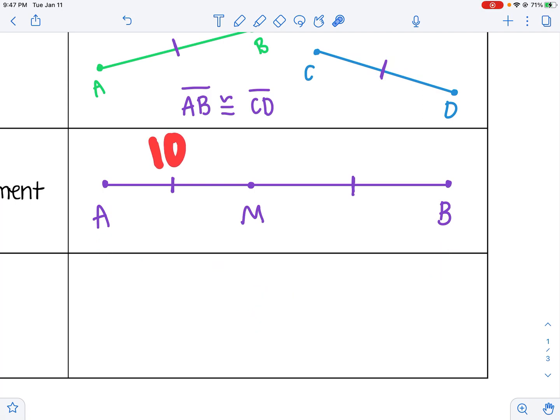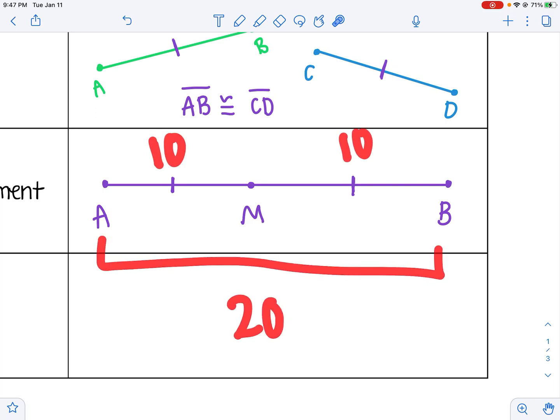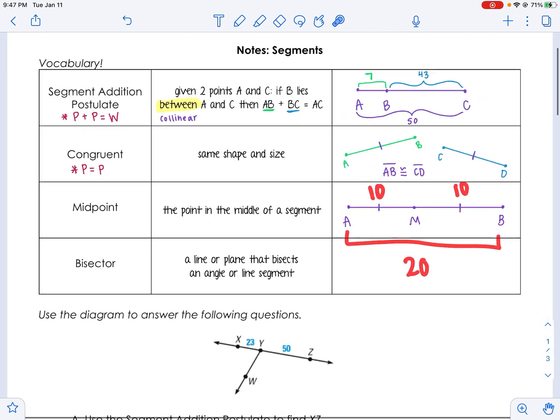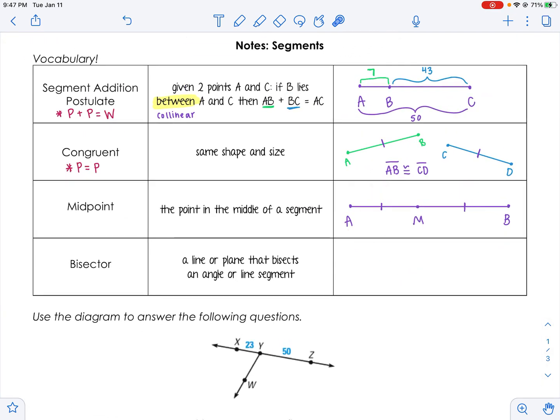It goes the opposite way as well. If I know that this side is 10, the other side is 10, and then the whole thing would be 20. So with a midpoint, I just know that it's still congruent. A part equals a part, a tick equals a tick.